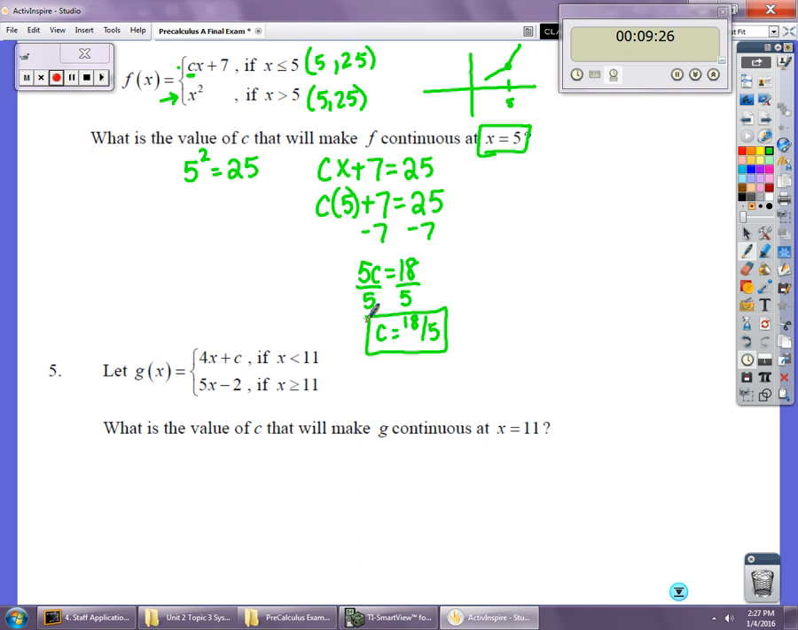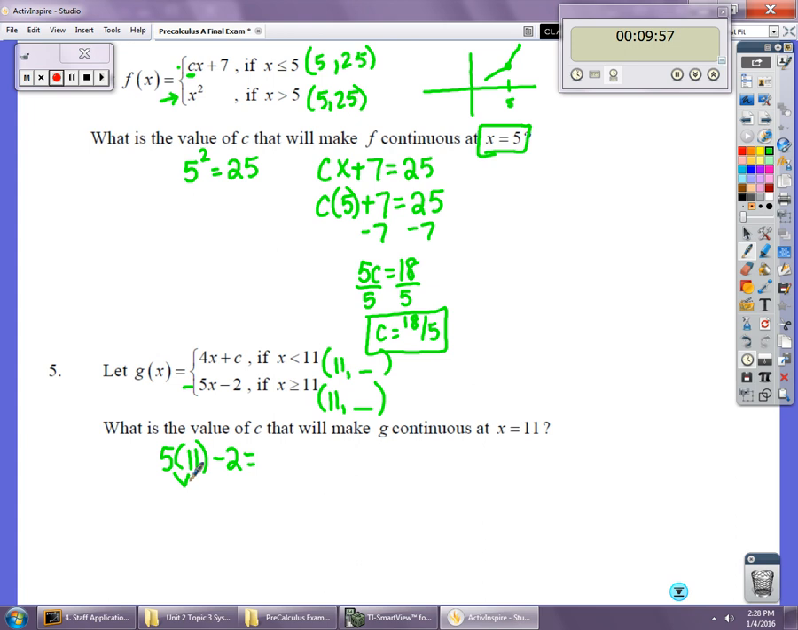Okay, here's another one, and it says, what value of c will make g continuous when x is 11? So same problem, really. We just want to figure out, if both of them are 11 something, I want them to have that same ordered pair, because that's how they'll end up being continuous. So let's use the equation that's complete, which is the second one. So if x is 11, let's figure out what that y value will be.